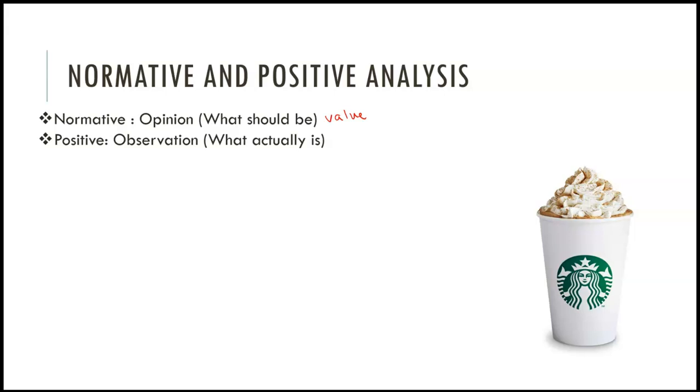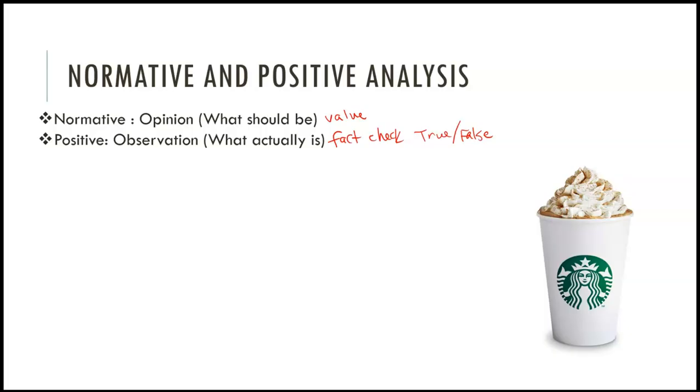Now, everybody can have the same normative opinion, so we can have normative analysis where we all agree, but that doesn't make it a fact. Everybody agreeing on something does not mean it is all of a sudden an observation. Positive analysis, or observation, is something that we can observe, something that we can go fact check, something that can be a true or false statement.